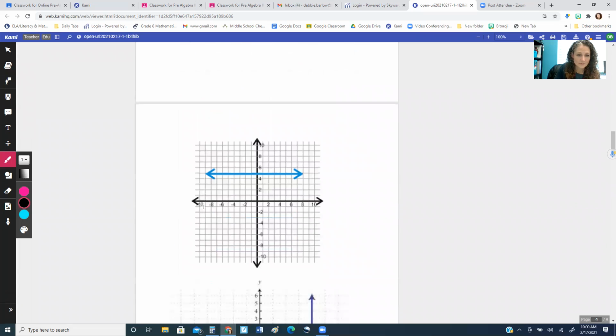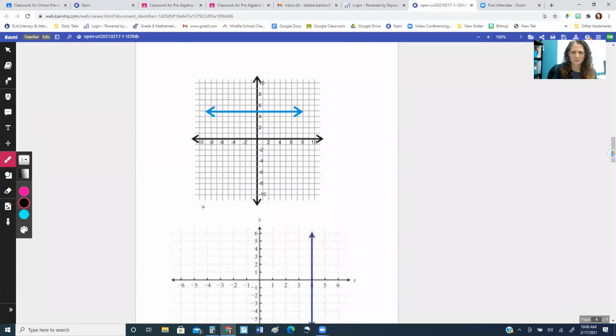Should we practice another one? Let's practice another one. Oh, this one's going to be tricky. Let's see what happens here. First of all, let's pick 2 points. Got to pick 2 points. Always have to pick 2 points. Let's pick this point right there and this point right there.